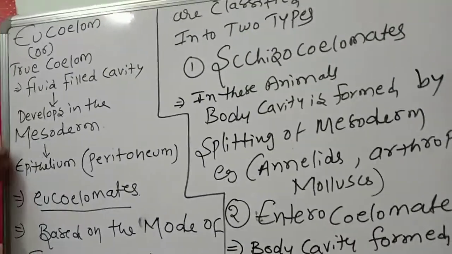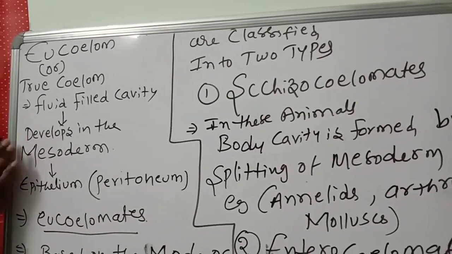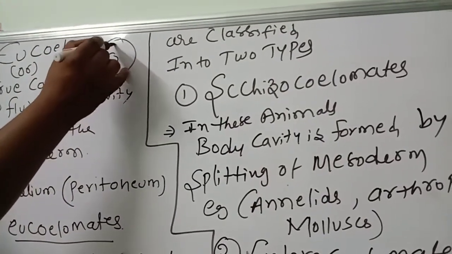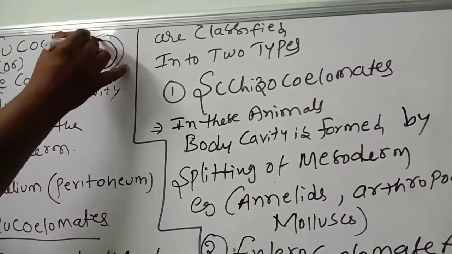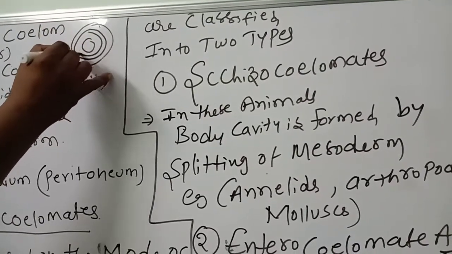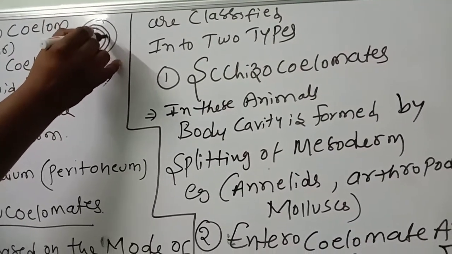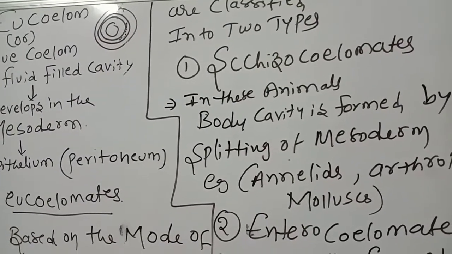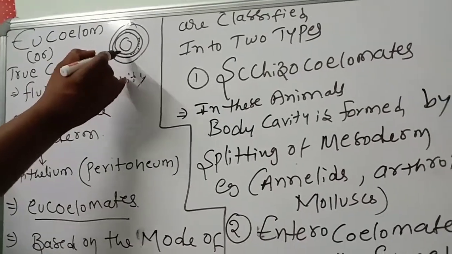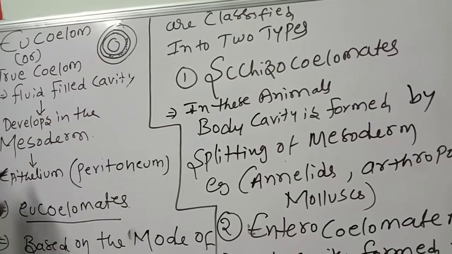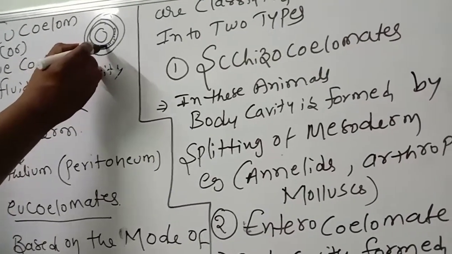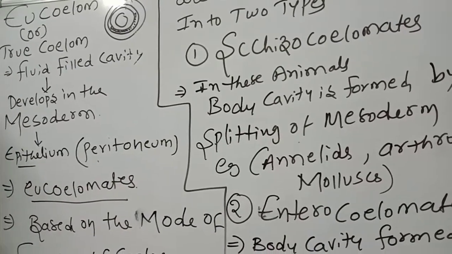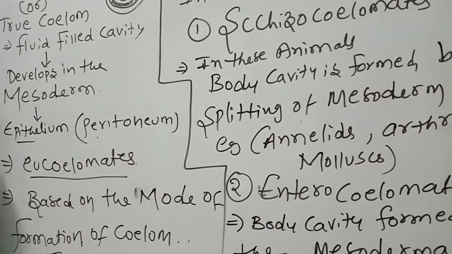So what I'm telling is, eucoelom or true coelom is a fluid-filled cavity that develops completely in the mesoderm. Suppose this is ectoderm and endoderm. This is a complete fluid-filled cavity, called the eucoelom. It is formed from mesoderm, which is completely surrounded by epithelium called peritoneum. These are called eucoelomates.